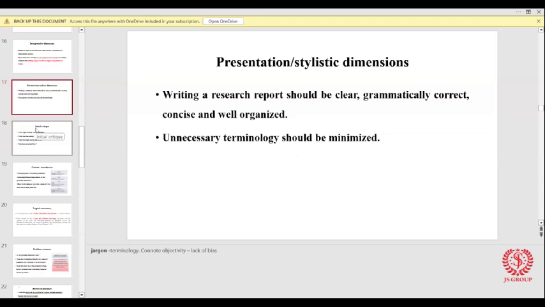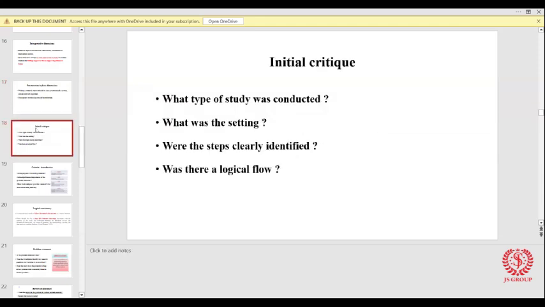Next slide is the initial critique. While doing the critique of the research report, in the first introduction chapter, what are all the things we have to check? What type of study was conducted? We all know quantitative study, qualitative study, experimental study, quasi-experimental study, non-experimental study, pre-experimental study and so on. We have to check whether the type of study is apt for the particular research problem. Then next, what was the setting?